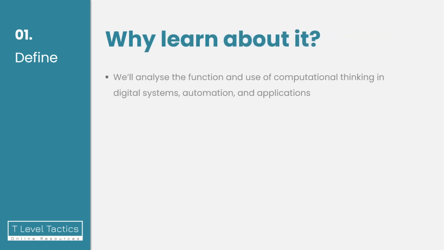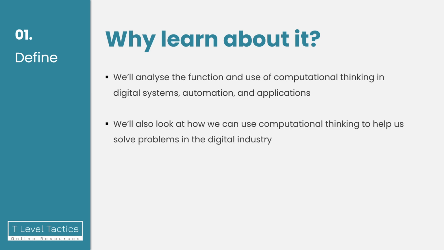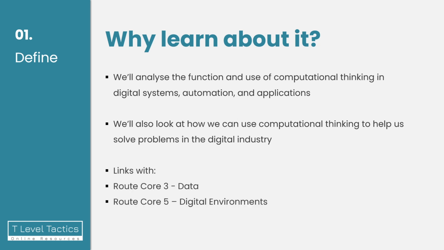We're going to analyze the function and use of computational thinking in digital systems, automation, and applications. And we're also going to take a look at how we can use computational thinking to help us solve problems in the digital industry. This unit on digital analysis also has some links with other Root Core elements of the course, like Root Core 3 Data, Root Core 5 Digital Environments, Root Core 10 Security, and Root Core 11 Testing.